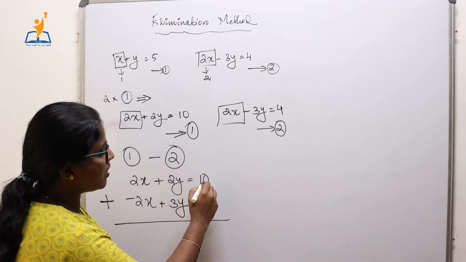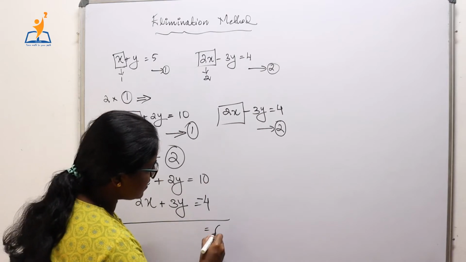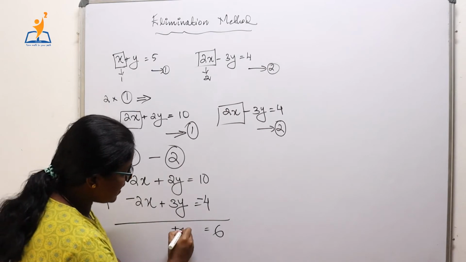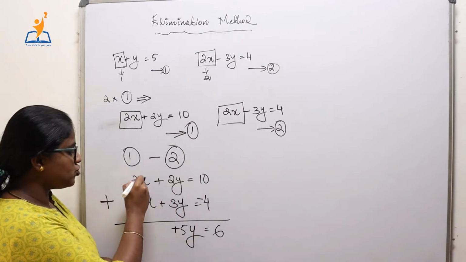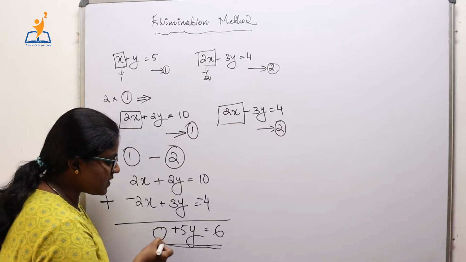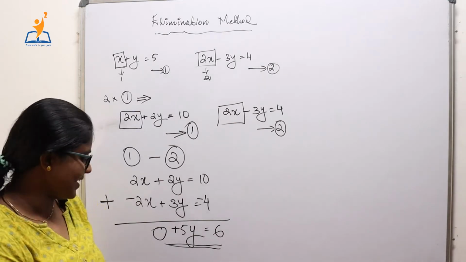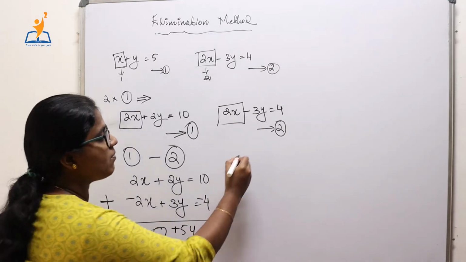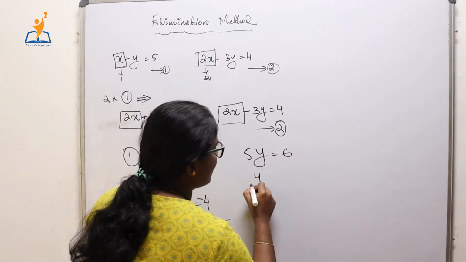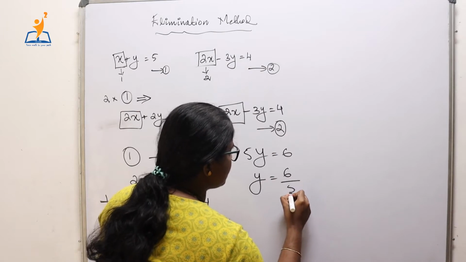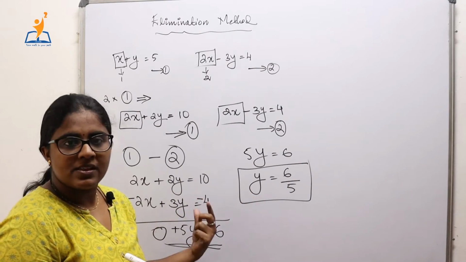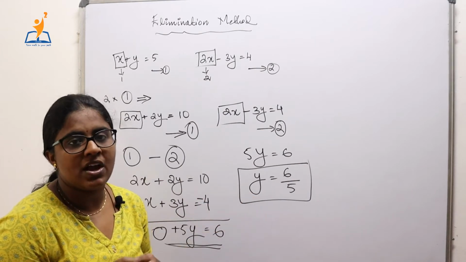Now we are going to add this. What is 10 plus minus 4? We have 6 here. 2y plus 3y, it is plus 5y, and 2x minus 2x, it is 0. So we got 0 plus 5y equals 6. So we will get 5y equals 6 here. Now what is the value of y? y is nothing but 6 by 5. So we got the value of y from this method. Now we want to find the value of x.